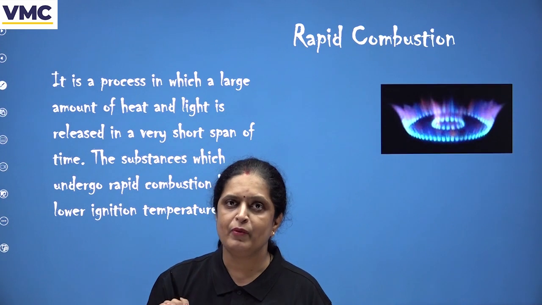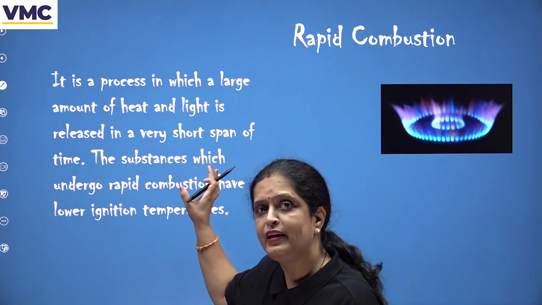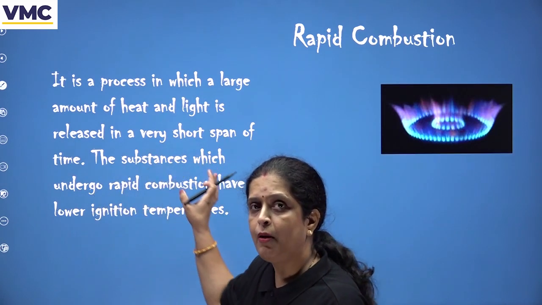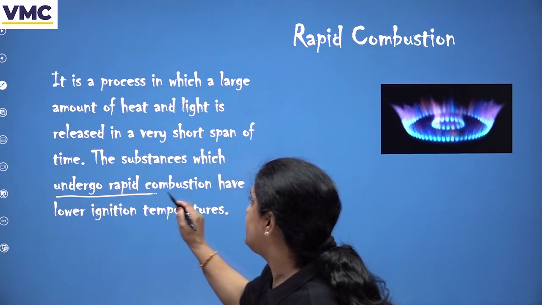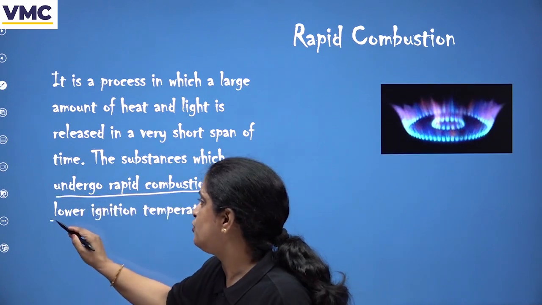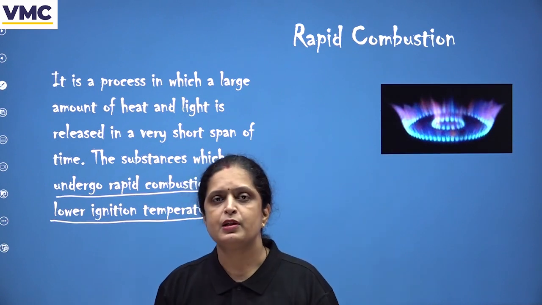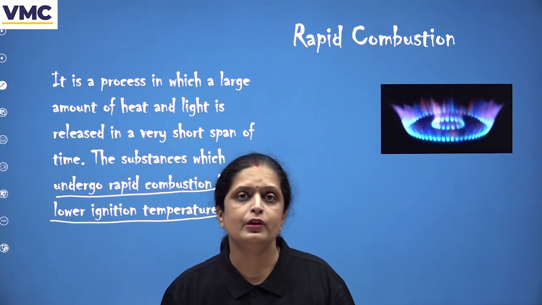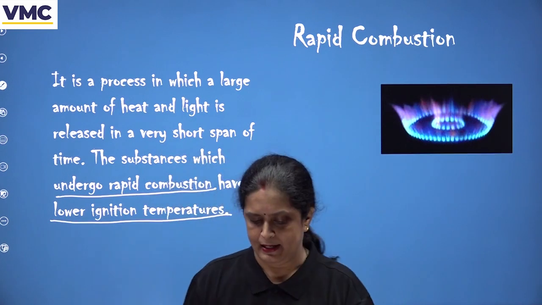You must be thinking, what am I saying? Yes, the rapid combustion here only indicates that you need to provide certain amount of heat for the combustion process to start, right? Undergo rapid combustion and has lower ignition temperature. So rapid combustion होता है जब आप external heat provide करें और उसके बाद वो combustion बहुत अच्छी तरीके से start हो जाता है to give you heat and light.